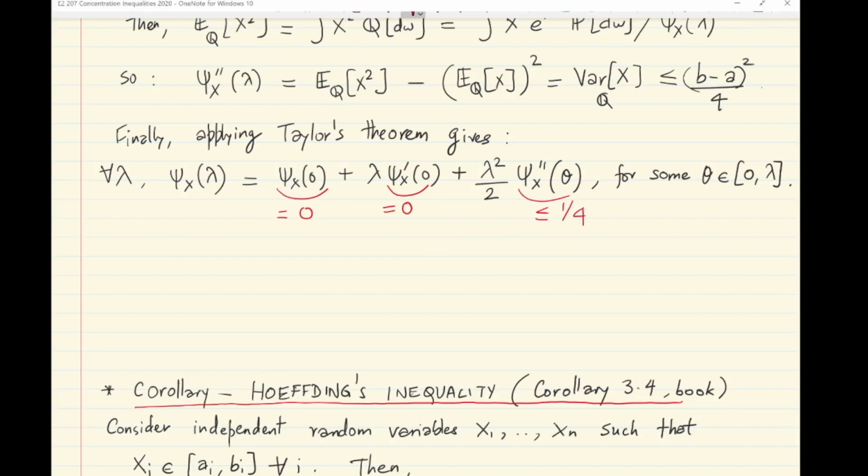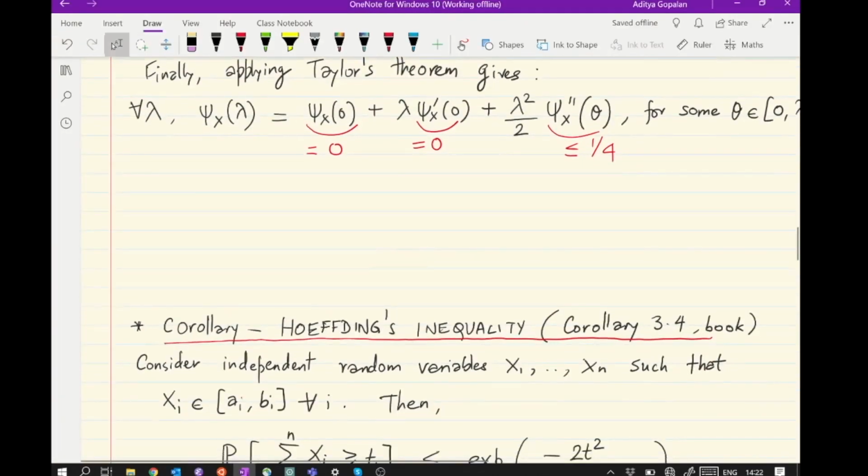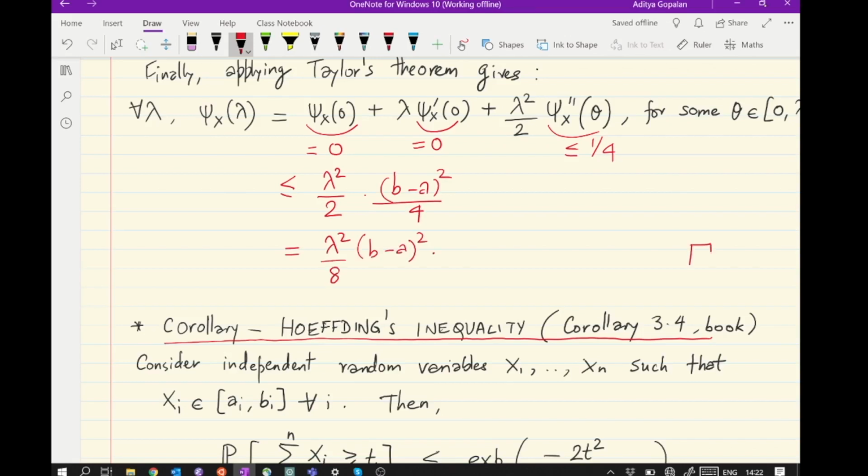And so using this, we finally get that this is upper bounded by lambda square by 2 into b minus a the whole square by 4, which is exactly what we wanted in the theorem. Lambda square by 8 b minus a the whole square. Okay, that concludes the proof of Hoeffding's lemma.